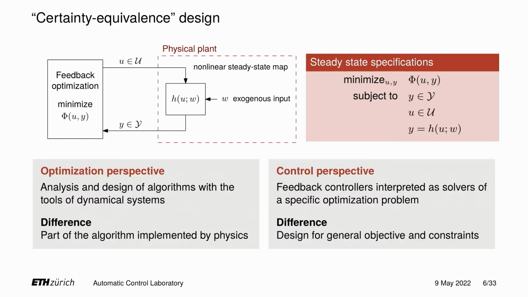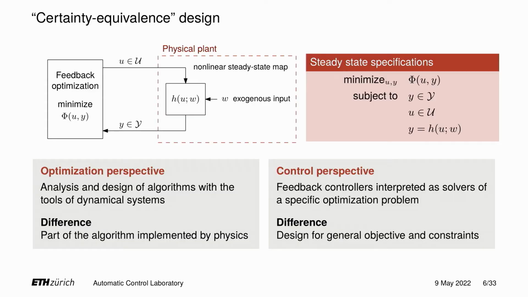Just to clarify how this is new or not new, from an optimization perspective, the idea that you can design or analyze algorithms with the tools of dynamical systems is what you have seen in Michael's talk before, right? So this has been done. It's a super interesting topic. There are tools to do that, right? The difference here is that we're not just trying to understand the algorithm through the tools of dynamical systems. This is going to be a dynamical system at the end. This is going to be interconnected with the physics of the system, right?